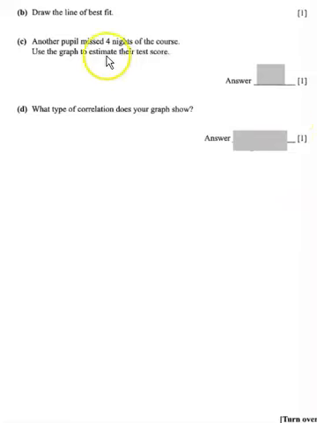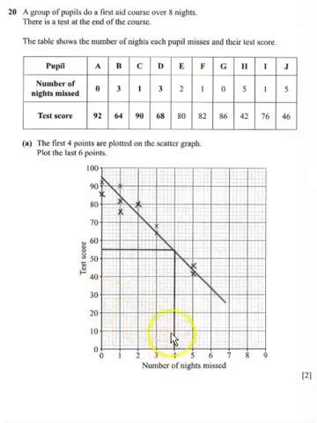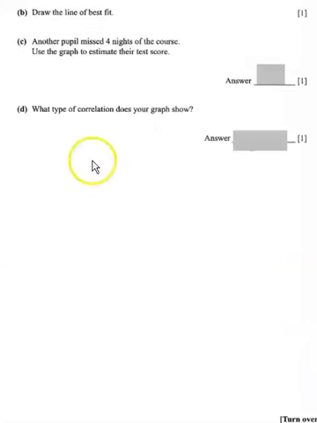So the next part is another pupil missed 4 nights of the course. Use the graph to estimate the test score. So we look at 4 nights here, draw a line up till it hits the line and just draw across. So you can see it looks roughly about 65 here, or 55. So you can see this one here is 55 for the answer.